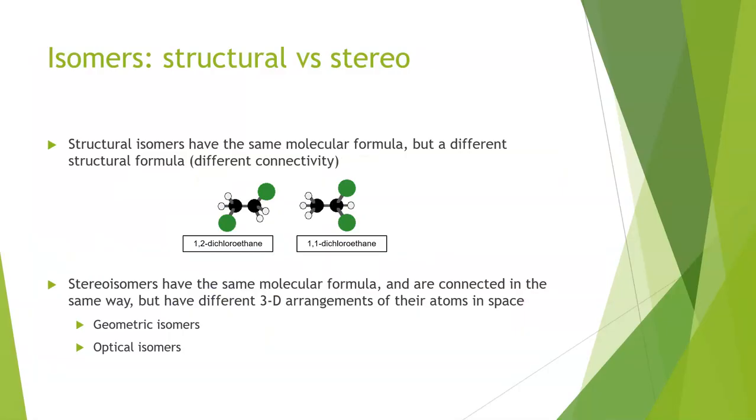So when we talk about structural versus stereo, structural are always just moving a group. They have the same molecular formula but a different structural formula. So they have different connectivity, like 1,2-dichloroethane or 1,1-dichloroethane. Stereoisomers, however, have the same molecular formula again, because remember, an isomer by definition has the same molecular formula, but they're connected in the same way, but their three-dimensional arrangement is different in space. So there's usually some restriction around the bond or something that makes them different in three-dimensional space. So these two are, of course, what we mentioned before, geometric and optical.